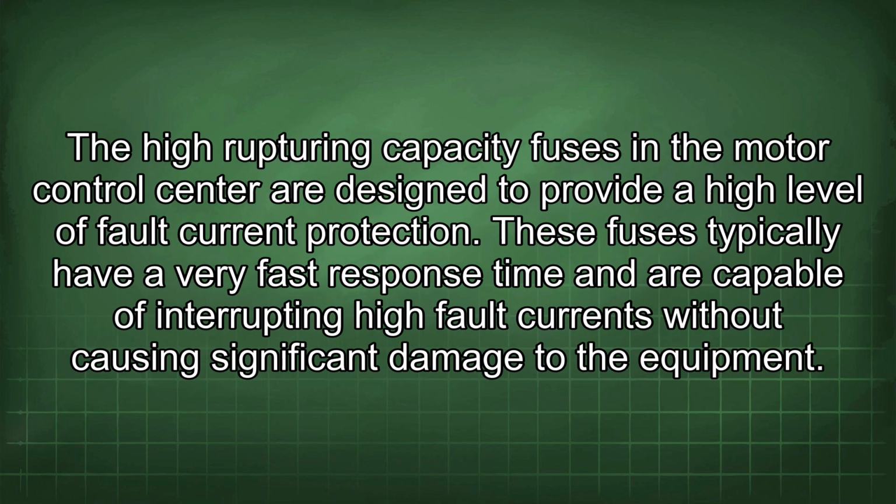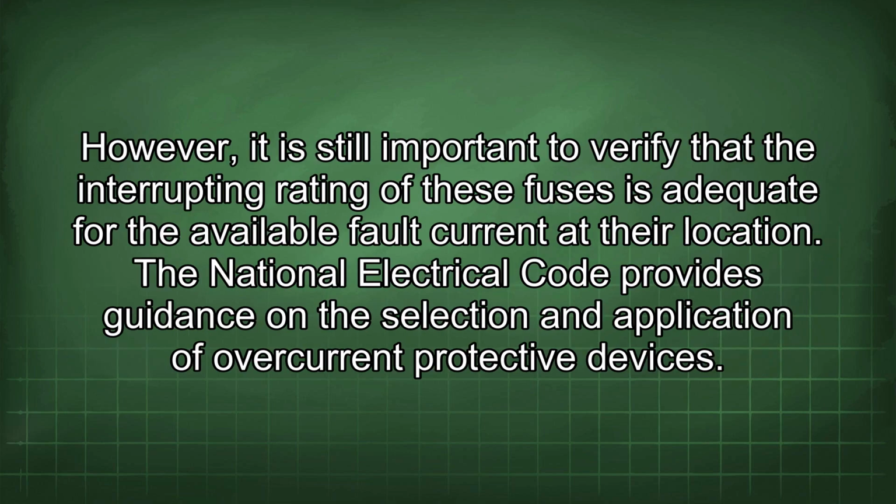The high rupturing capacity fuses in the motor control center are designed to provide a high level of fault current protection. These fuses typically have a very fast response time and are capable of interrupting high fault currents without causing significant damage to the equipment. However, it is still important to verify that the interrupting rating of these fuses is adequate for the available fault current at their location. The National Electrical Code provides guidance on the selection and application of overcurrent protective devices.